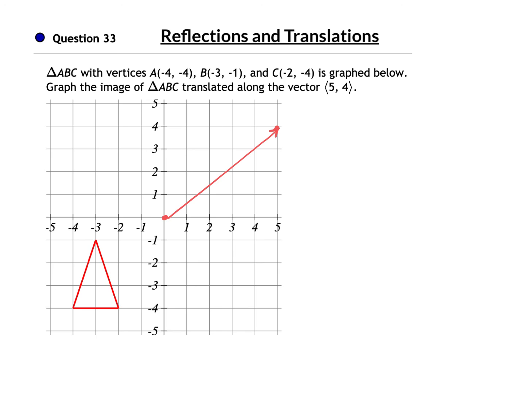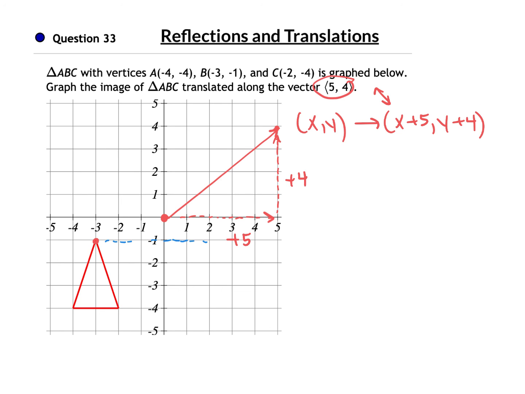Question 33. We're going to translate on a vector, the vector (5, 4). Notice that each point will move 5 right and 4 up. This is the same as the transformation (x, y) will become (x plus 5, y plus 4). Exactly the same thing. Increase every x by 5 and every y by 4. We'll go right 5, 1, 2, 3, 4, 5, and up 4. Do that for every point. Move it right 5 and up 4. The figure in blue is our translated triangle.